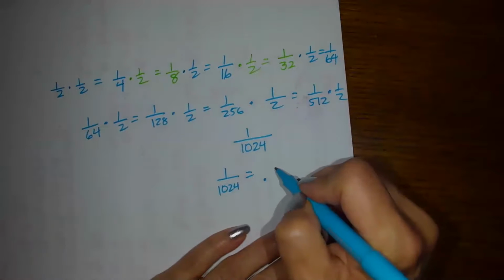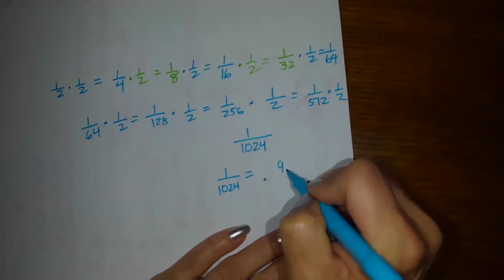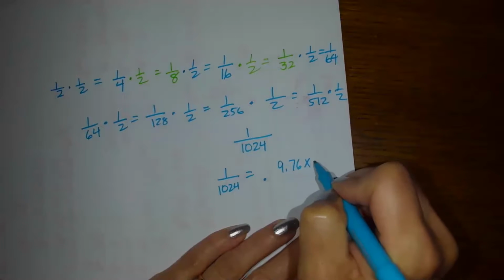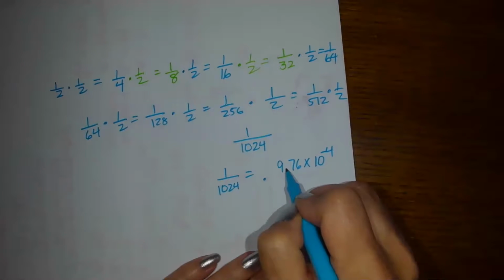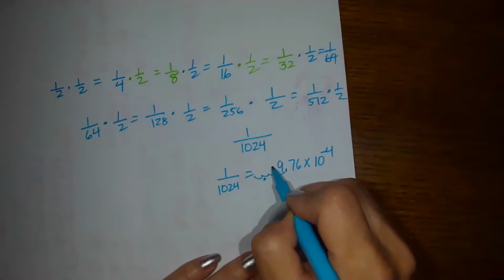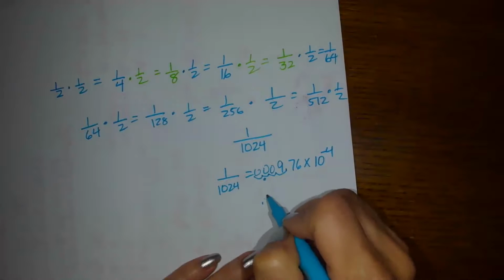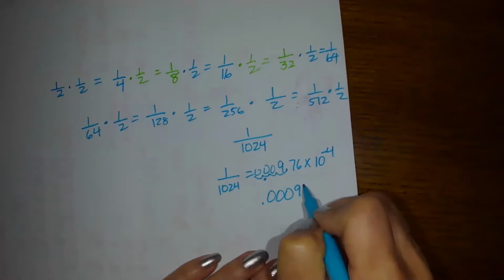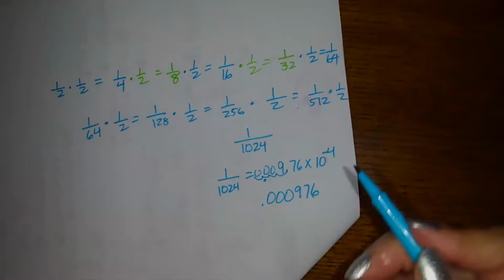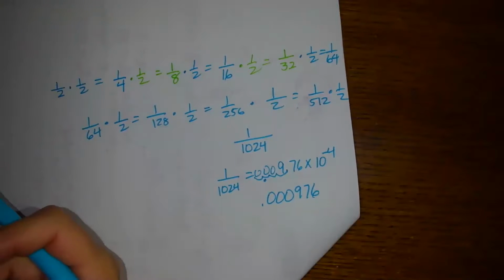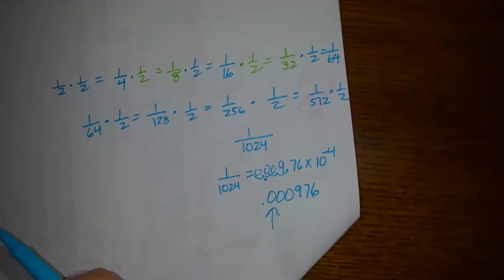What was it? 9.76. Negative 4. So that's essentially 1, 2, 3, 4, right? 0.000976. What happens if I multiply that by a half several more times? What is this number approaching?